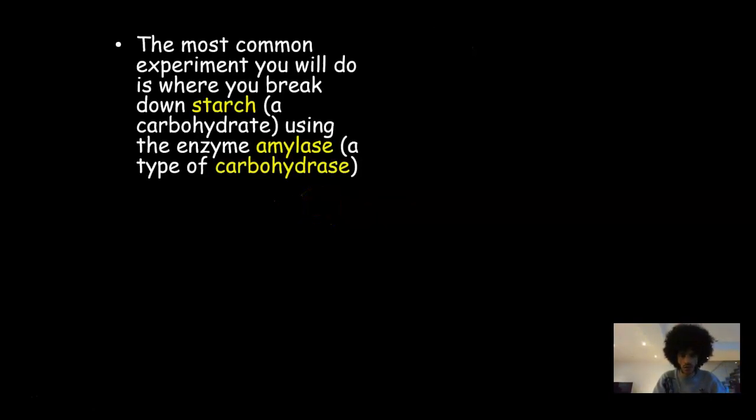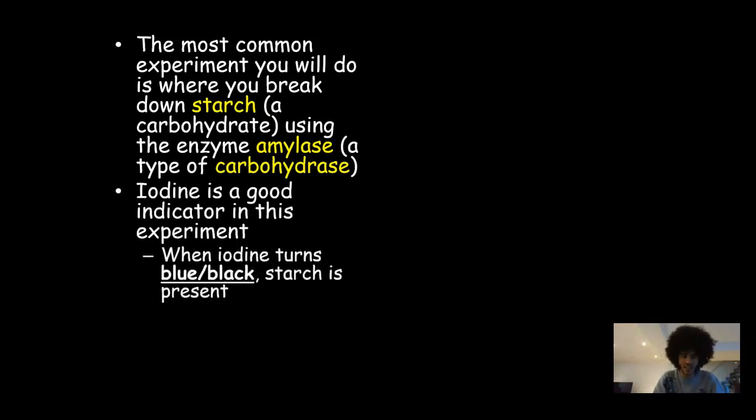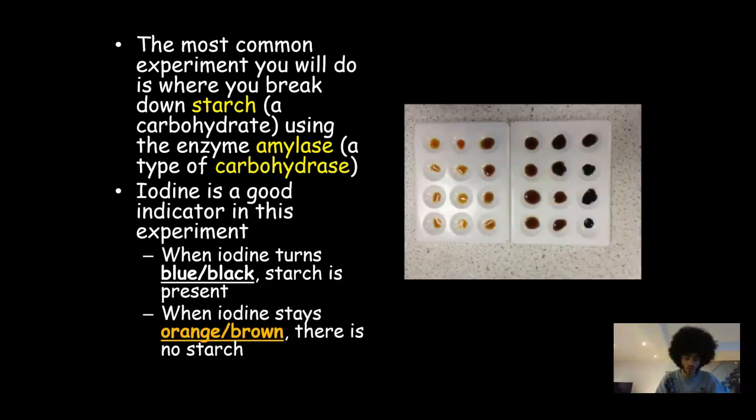So first off, the most common experiment you'll do is where you break down starch, which is a carbohydrate, using the enzyme amylase, which is a type of carbohydrase. Iodine is a really good indicator in this experiment because when iodine turns blue or black, starch is present. But if it stays orange-brown or turns orange-brown, there's no starch. So if you look at this picture, this is an indicator where the iodine is orange, so there's no starch. Whereas over here it's deep black, so there's lots of starch.